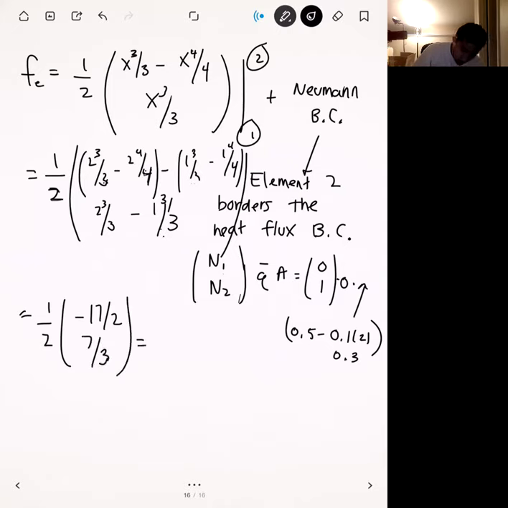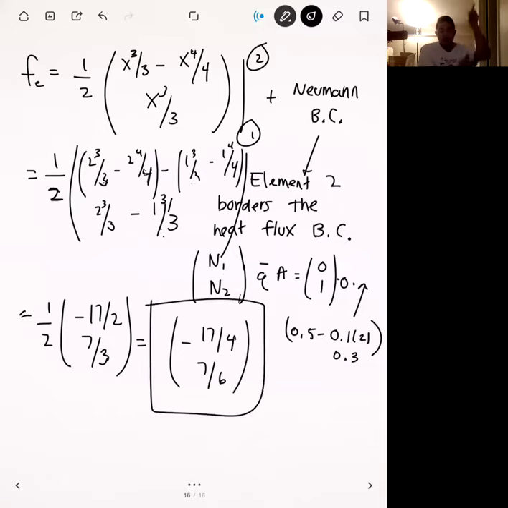Okay. And so we multiply the 1/2 through. This is a minus 17 divided by 4 and a 7 divided by 6. Remember, in this case, we have no contribution from the Neumann BC because our Neumann BC is a 0 heat flux. But normally, you would have something there.